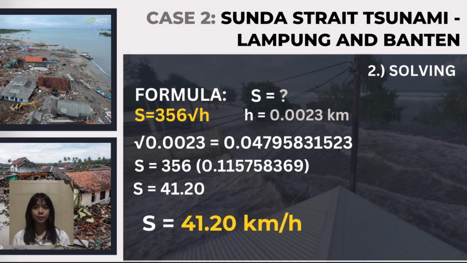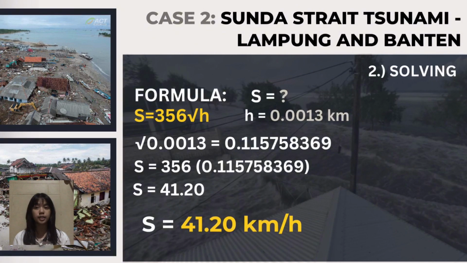So in this situation, we will solve for the speed again, and the tsunami's height is 0.013 kilometers. So the first thing that we are going to do is find the square root of the tsunami's height, which is 0.115758369. Then we multiply it by 356, and then we got the answer of 41.20 kilometers per hour, which is the tsunami's total speed.